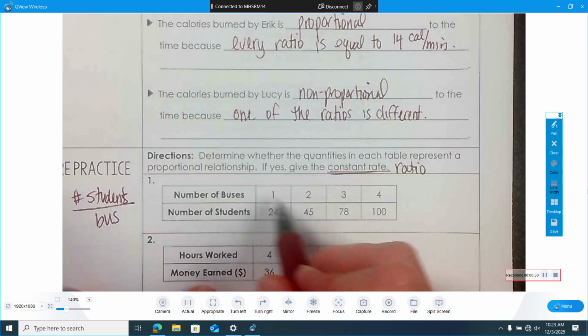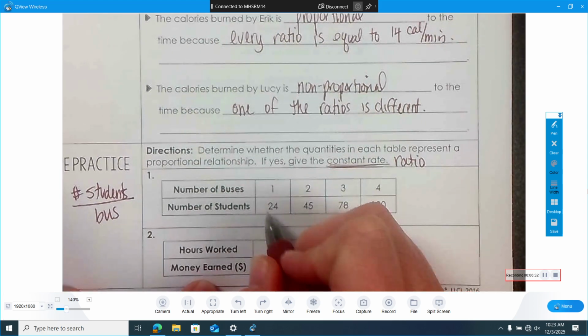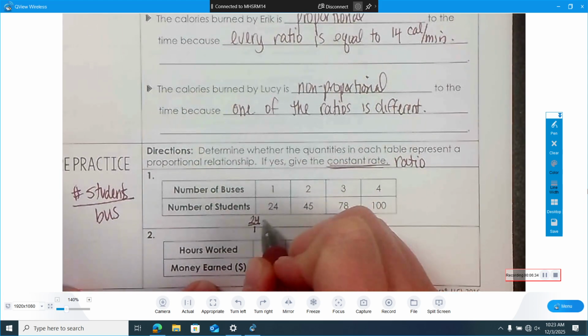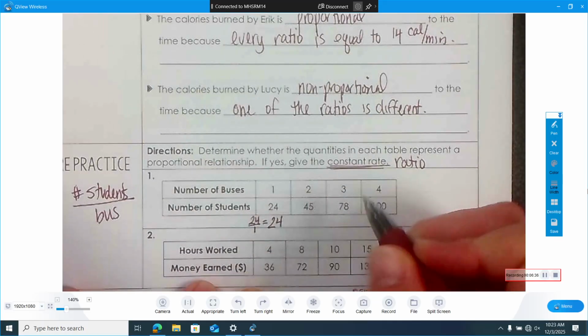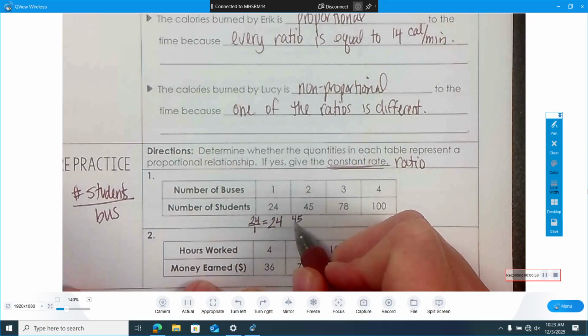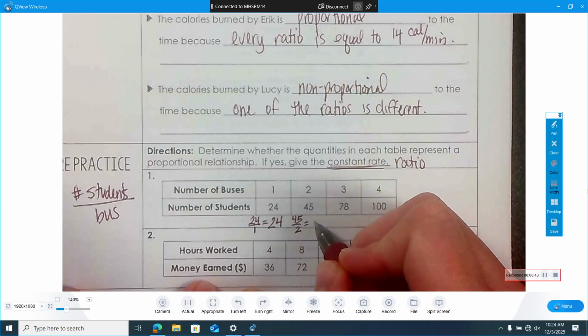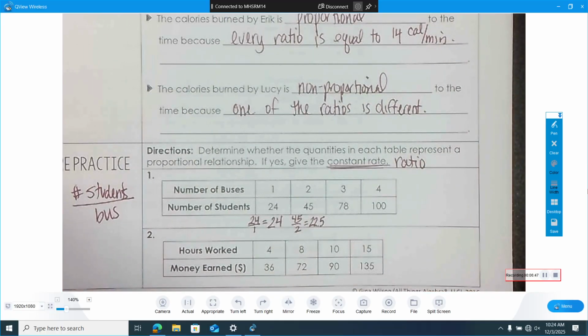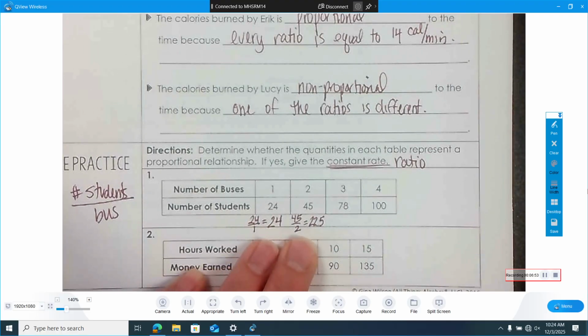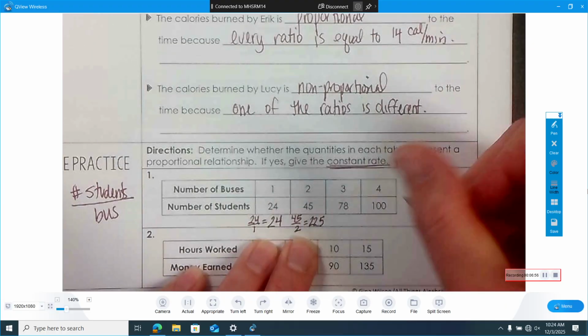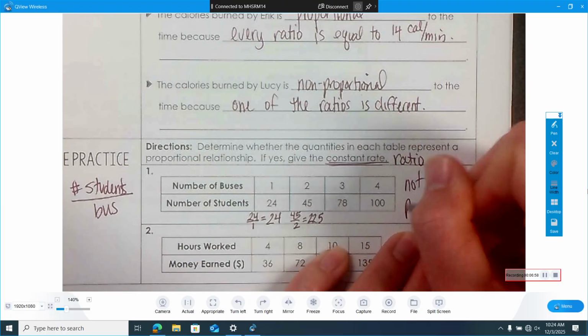And so I want to set up my ratio here for number 1. I'm going to put students on top. So 24 divided by 1 is 24. And here we have 45 divided by 2. It's 45 divided by 2. Not 24, 22.5. Do I need to keep going or can I stop there? I can stop because I already know, is this proportional or not proportional? No. Not proportional. All right.